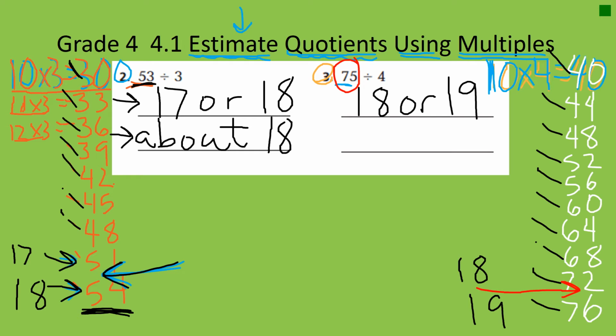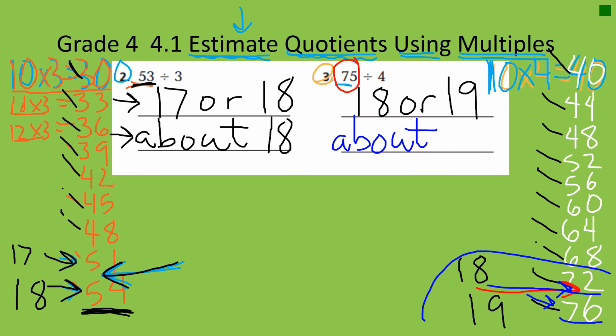Okay, so which one gets us closest to 75? Let's take a look at these. So we said 75 is in there, 72, 76. Which one's closer to 75? 76. It's only one away, right? So the best estimate for 75 divided by 4 is about 19 sets of 4, 19 groups of 4. All right, let's try another one, guys. Great job, by the way.